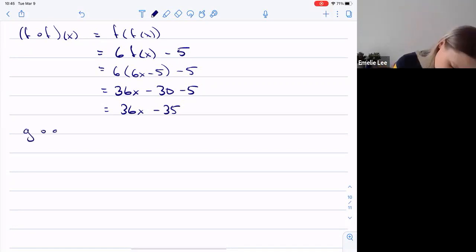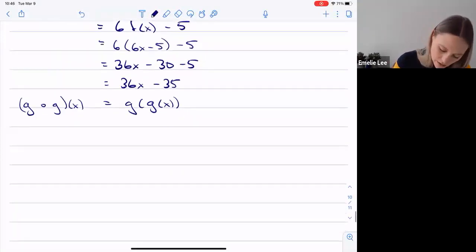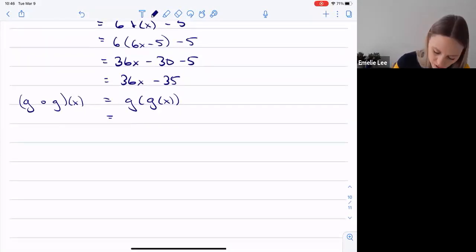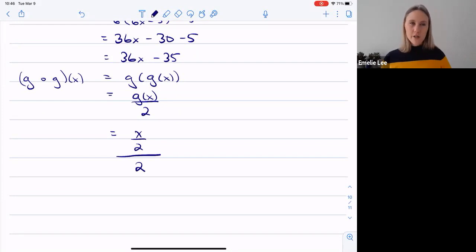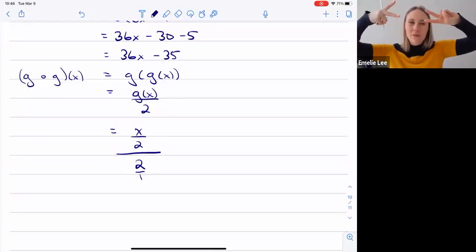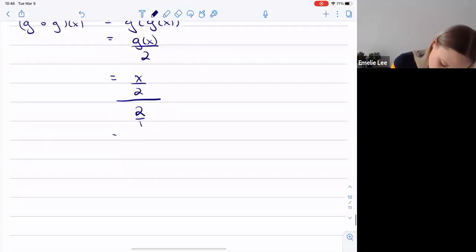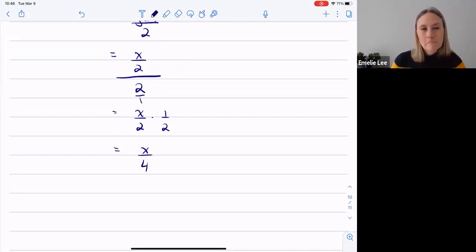How about g composed with g of x, or g of g of x? G of x is x over 2, so I have g of x divided by 2, and then g of x is x over 2, so I have x over 2 over 2. This is a fraction over a fraction, right? If you imagine 2 over 1, x over 2 over 2 over 1, I have to flip and multiply, right, to simplify this fraction over a fraction. So I get x over 2 times 1 over 2, putting me at x over 4. So now I have a new function, right? Composition of functions.